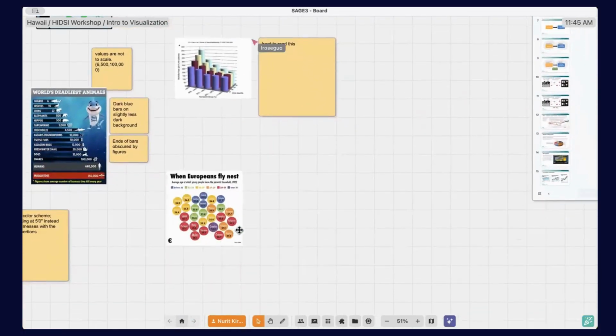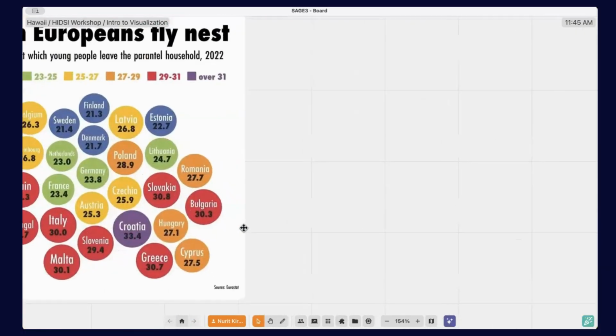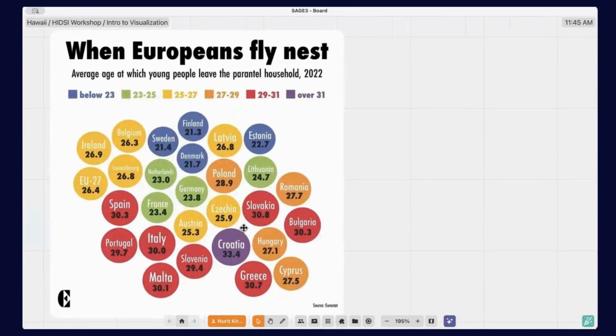So, in this, what would be the first thing that you would perhaps do trying to fix this diagram? This is about when Europeans fly the nest. One thing you can do is organize by color. So you have the different countries that have the different ages, right? So under this, you could have Finland, Sweden, Denmark, Estonia, and so forth, right? That's one way of doing it. What's another way of doing it?